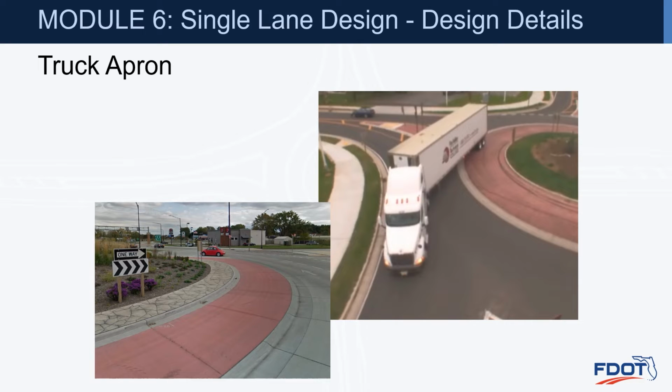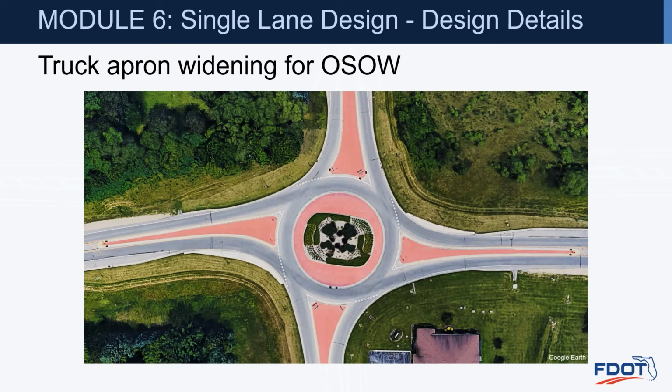Here's an example of a well-designed roundabout that is accommodating that design vehicle, and you see the rear wheels of the truck overtracking onto the truck apron. Sometimes the truck apron may need to be widened to accommodate oversized, overweight vehicles, and this is a location that you can see that the truck apron is widened in this particular area to accommodate for that larger design vehicle.